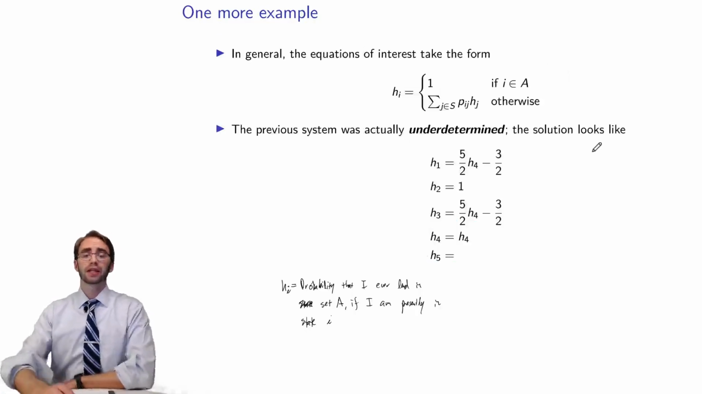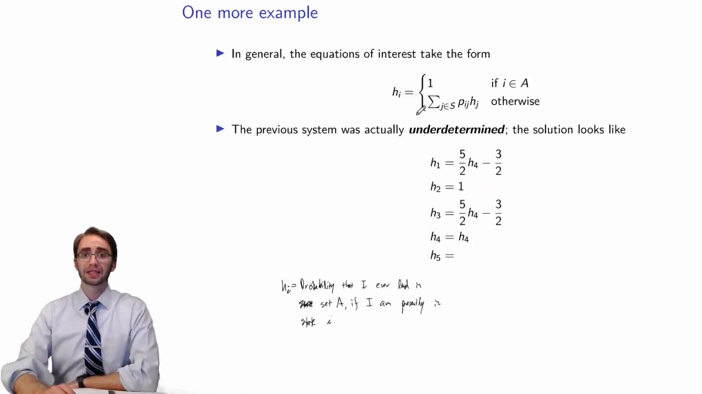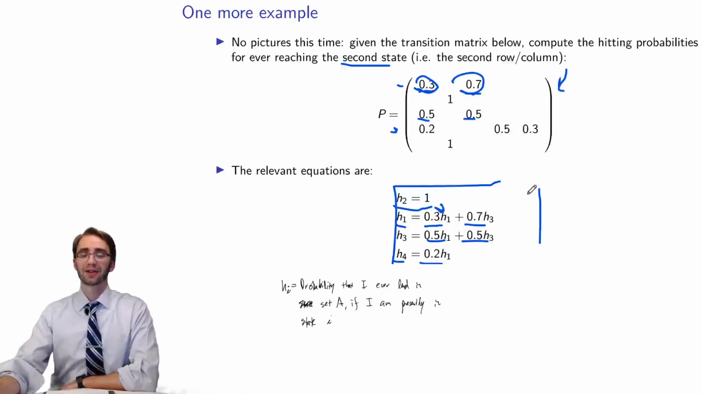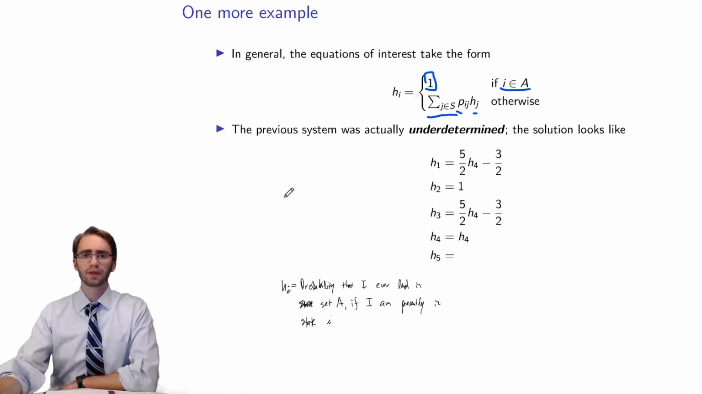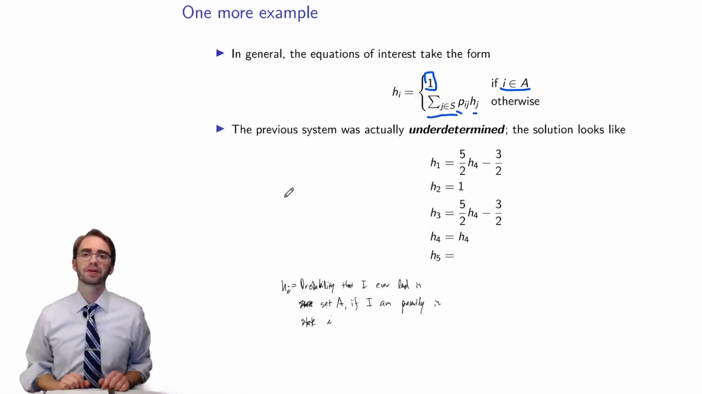So in general, the system of equations follows the pattern I've just written. You'd write that for each i: hi is equal to 1 if that state is already in the target set you're interested in, and otherwise you sum over all the states j in the chain of pij times hj. All I'm writing here is the formal expression for the pattern implied in this example. Now, the previous system, it turns out, was actually underdetermined.